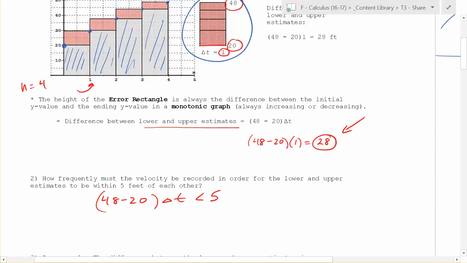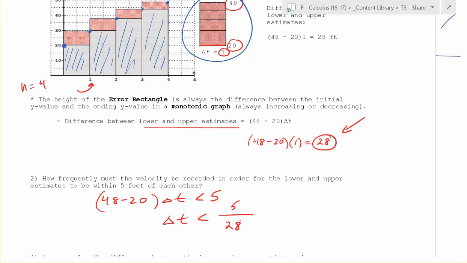Okay. So what do we now know? So what is delta t? We say delta t, therefore, has to be less than what? 5 over what? One person said it. Let's see if we can get agreement. 5 over 28. So delta t has to be taken every 5 over 28, right? Does everybody understand what's going on here?